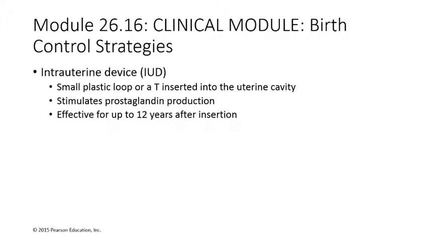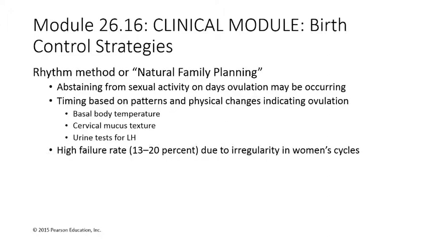There's IUDs. These are loop or T-shaped structures that are put directly into the uterine cavity. What these are going to do is basically stimulate prostaglandins and irritate the uterine wall and not allow for implantation. And then there's the rhythm method, which is simply abstaining during that ovulation period. Again, you would know that from your own cycling, as well as maybe checking your body temperature. And this is a high failure rate. Because of the irregularity of women's cycles, this is not a proven way of child planning or reproductive planning.